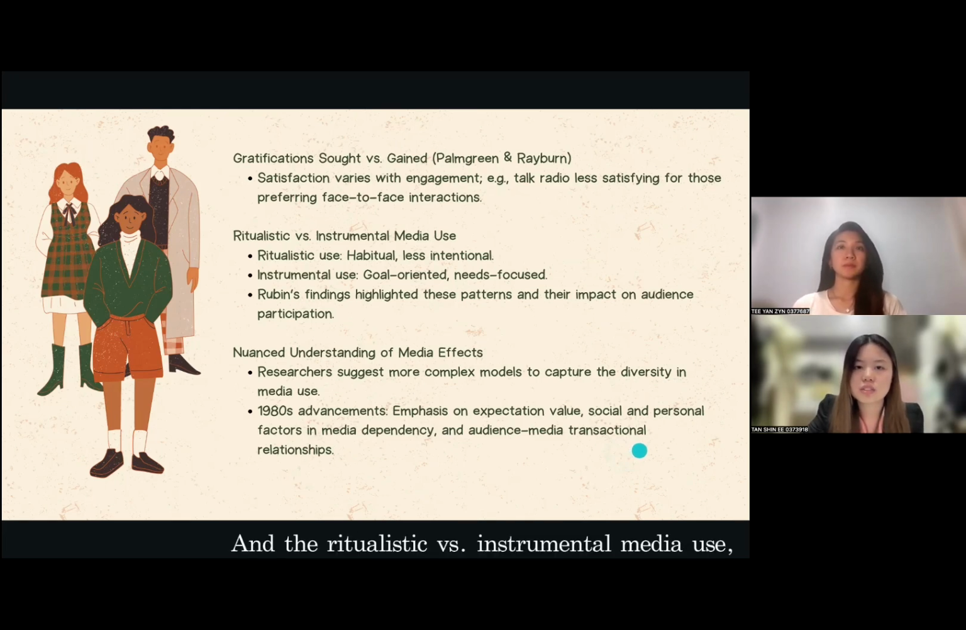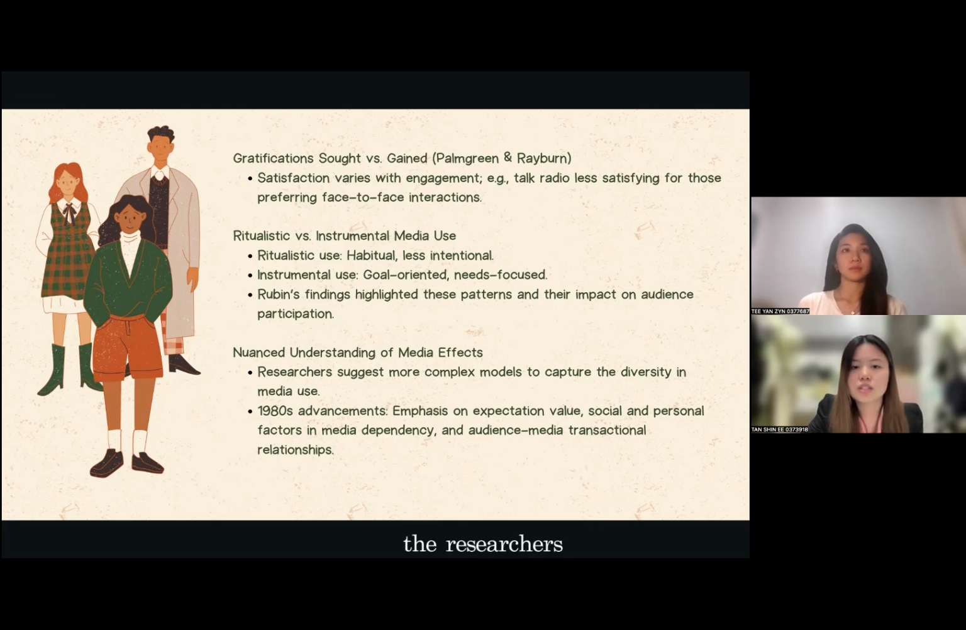And ritualistic versus instrumental media use. Ritualistic use is habitual and less intentional. Instrumental use is goal-oriented and needs focus. Rubin's findings highlighted these patterns and their impact on audience participation. And the last one is nuanced understanding of media effects. The researchers suggest more complex models to capture the diversity in media use. 1980s advancements emphasized expectation value, social and personal factors in media dependency, and audience-media transactional relationships.